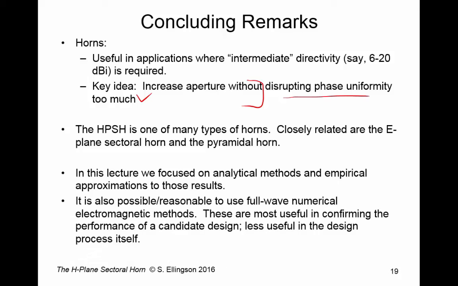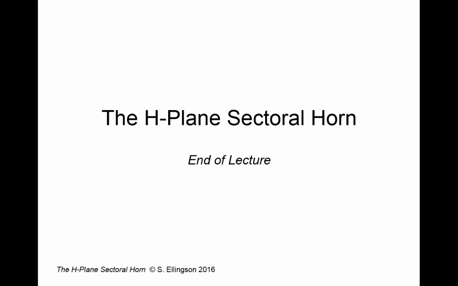But it's also possible, and it's reasonable, to use full-wave numerical electromagnetic methods, such as finite difference time domain, such as the moment method. Those particular techniques, though, are most useful in confirming the performance of a candidate design. And the reason is because basically you enter a design and it gives back a result. It really doesn't tell you much about what you have to do to vary the parameters to get the design that you actually want. For that, it's useful to have simple types of expressions that tell you something about the relationship between the parameters. And so design procedures like what I've demonstrated here are a useful way to come up with a candidate design which can then be refined using a full-wave solver kind of approach. This concludes this lecture on the H-plane sectoral horn.